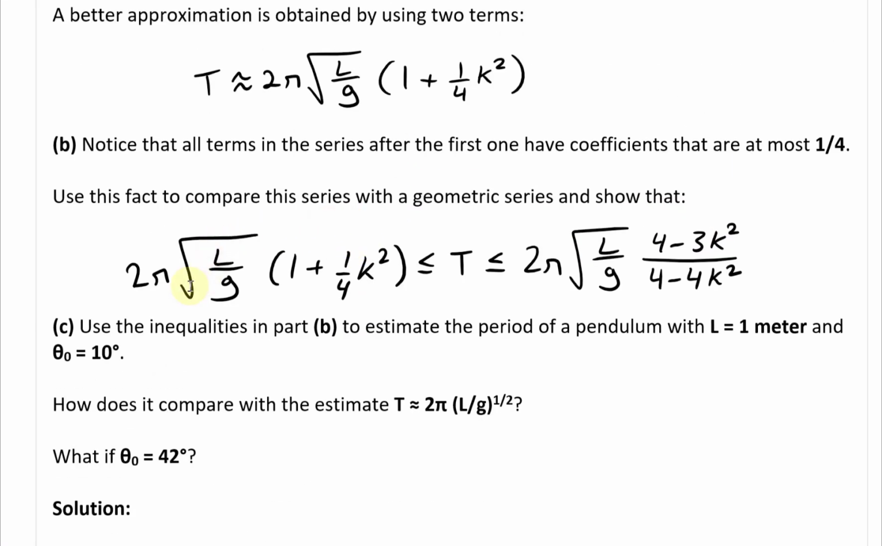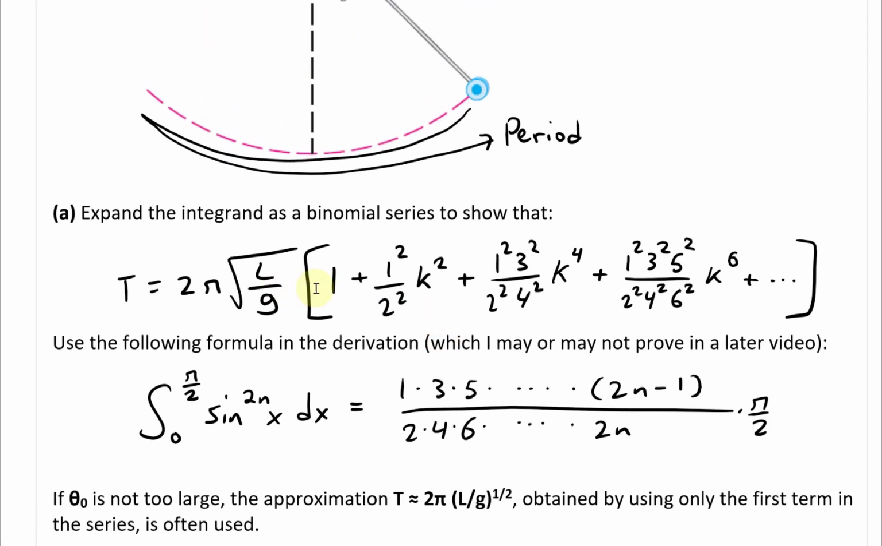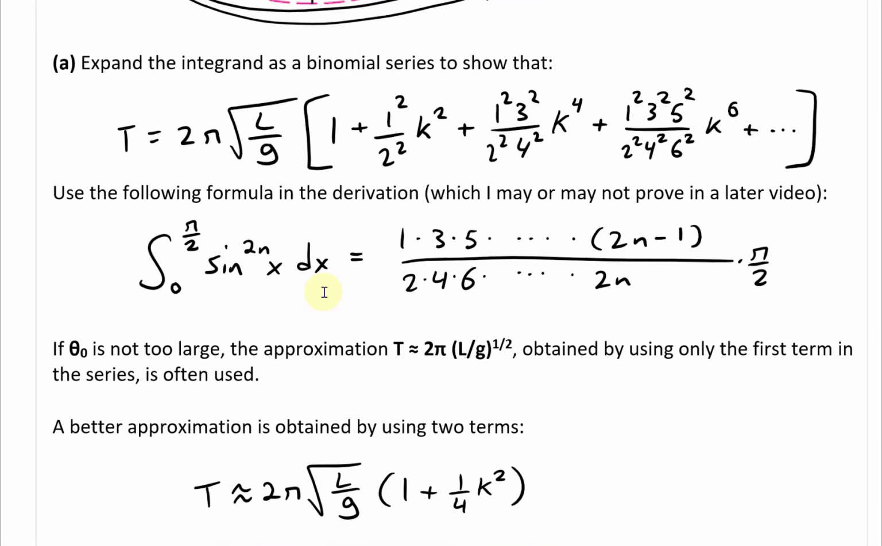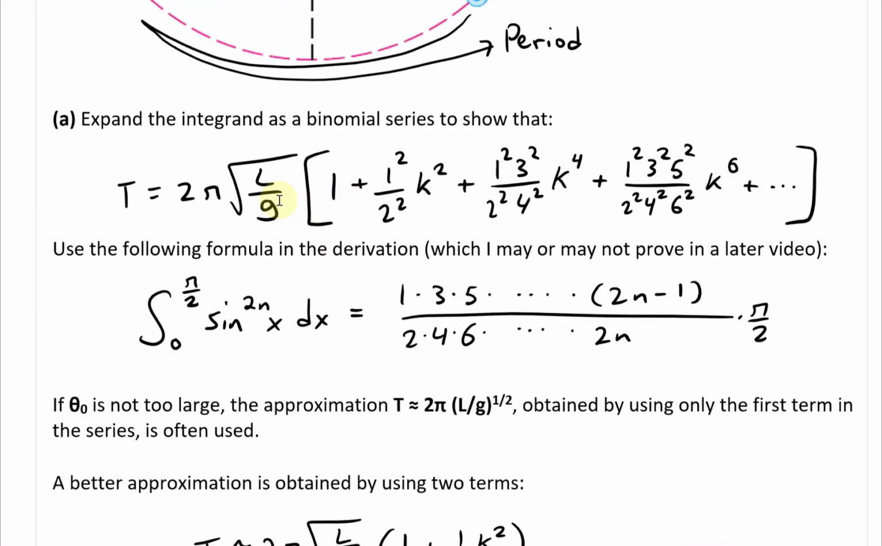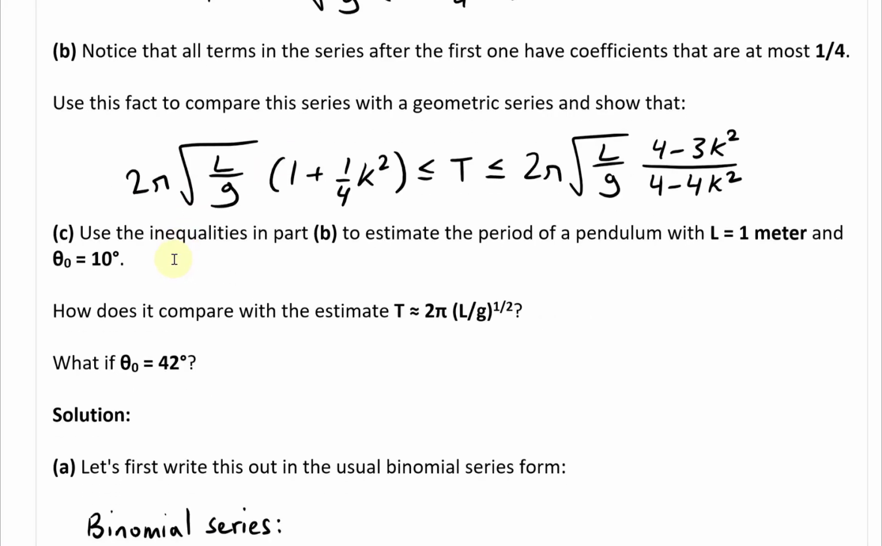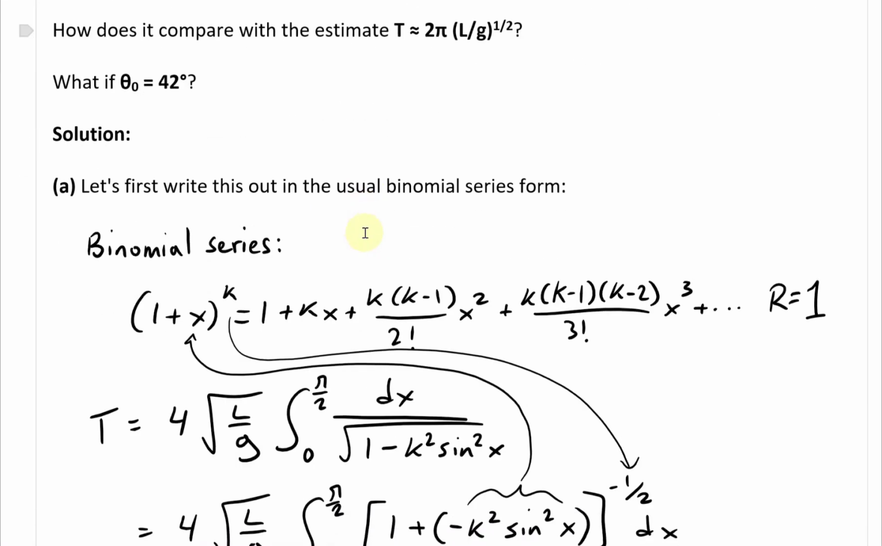Now let's look at part C. It states, use the inequalities in part B to estimate the period of a pendulum with L equals 1 meter and theta naught equals 10 degrees. Then it says, how does it compare with the estimate T is approximately equal to 2 pi times square root of L over G? In other words, how does it compare with just using the first term to get this approximation? And then it says, what if theta naught is equal to 42, and then compare that.